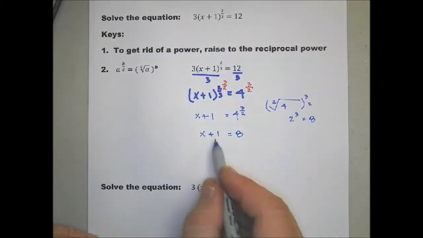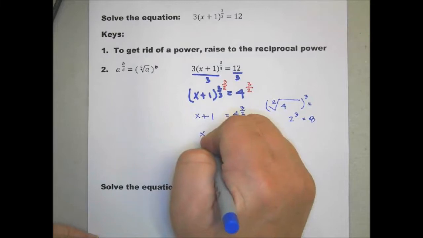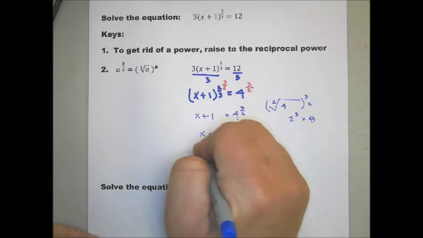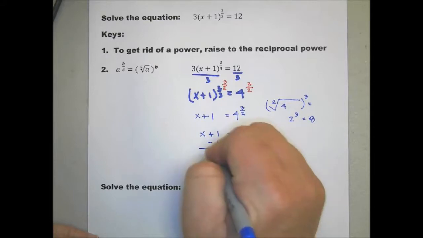And now it's just a little, not even an intermediate school algebra problem. It's a 6th grade algebra problem. Subtract 1, and you get x equals 7.